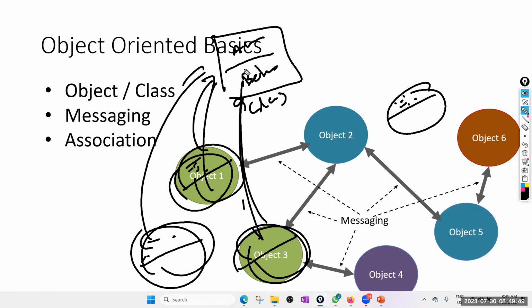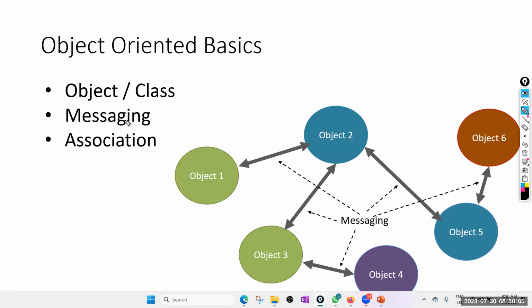Okay. Right. So now, of course, when we create an object, that object also has those attributes and behaviors. Right. So my next question is, what is messaging?